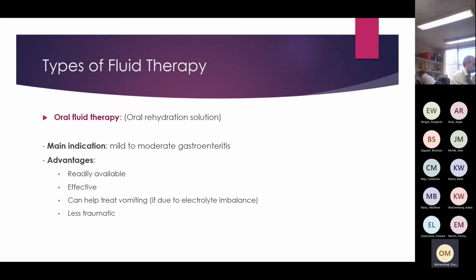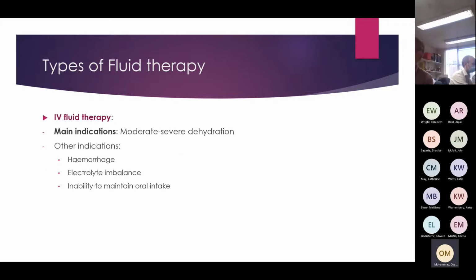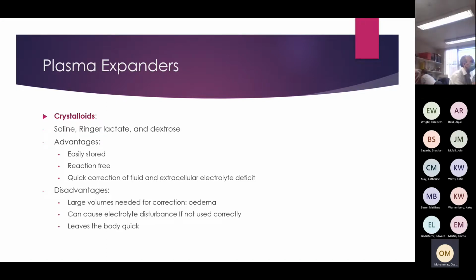The other main type is the IV fluid therapy, with main indications being moderate to severe dehydration and sometimes mild dehydration as well, and other indications being hemorrhage, electrolyte imbalance, and inability to maintain oral intake. This takes us to talk a little bit about IV fluid therapy, or plasma expanders. We have two main types of plasma expanders, them being crystalloids and colloids.